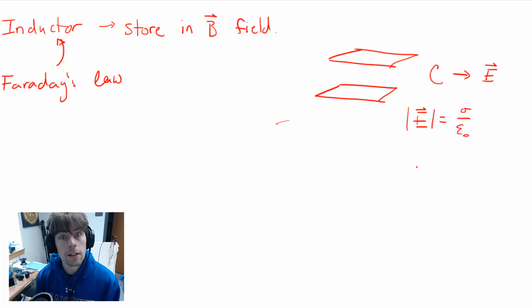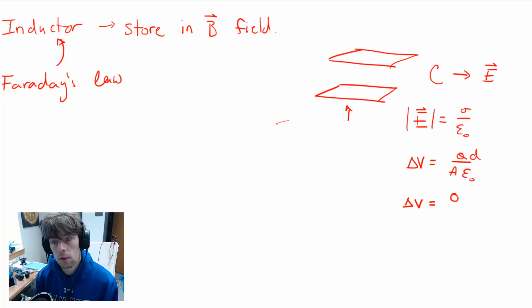sigma over epsilon naught, which meant that the difference in potential between the two plates was something like Q over A. That's just re-expressing sigma. We still have the epsilon naught, and then we multiply by the plate separation. And then we lumped the physical characteristics of the parallel plate capacitor into a term which we called the capacitance. We said Q over C, where C is defined as A epsilon naught over D.